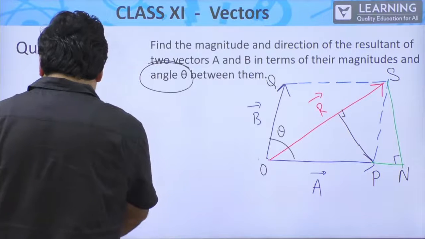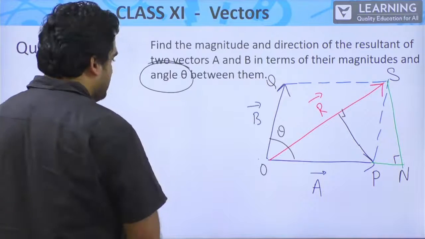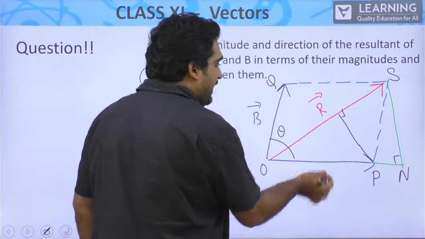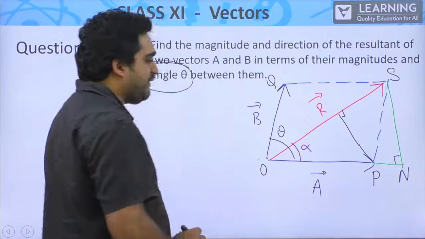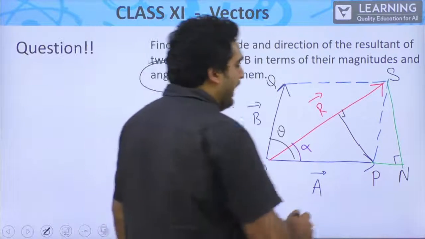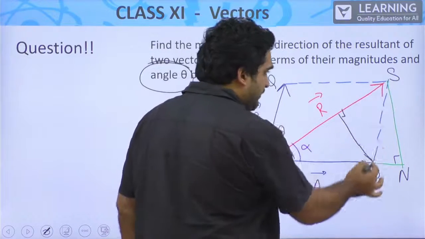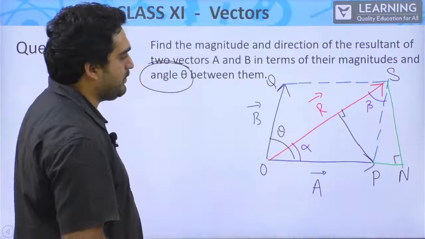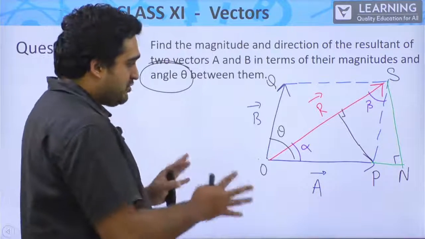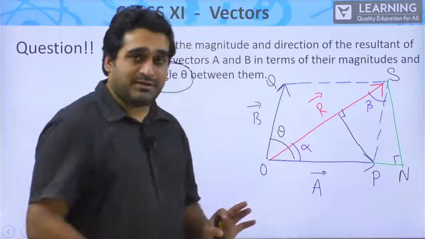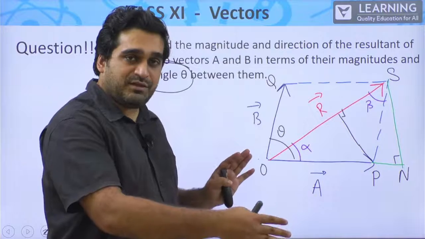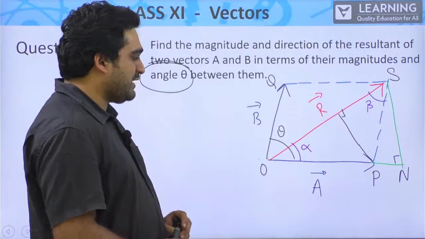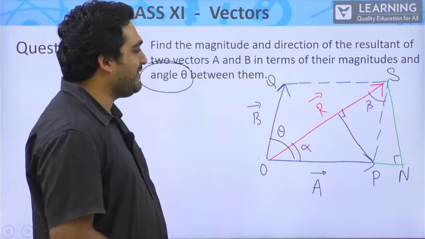So let me use a different color there. Angle between A and B is given as angle theta. Angle between A and the R vector, I will represent it with alpha. Similarly, the angle between the projection of the B vector and the resultant vector, let's call this angle beta. Okay. Now, there seems to be a lot of things filled in a small space, but if you have followed the construction from the previous class, along with practice in a notebook, it would be easy for you to construct this even blindfolded.